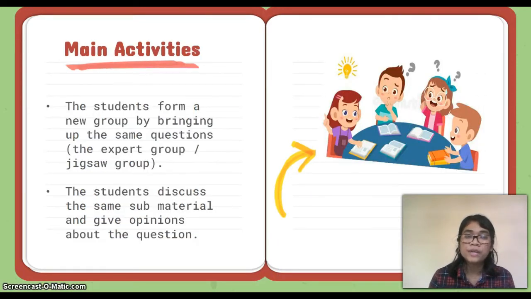I will continue to the main activities. In main activities, the home groups will be split up to form new groups by bringing up the same question. All of the students who have the same submaterial or the same question should make a new group. This group is called the expert group or jigsaw group. In this group, they discuss the same submaterial. They explain their points of view and discuss with each other the answer to the question given.